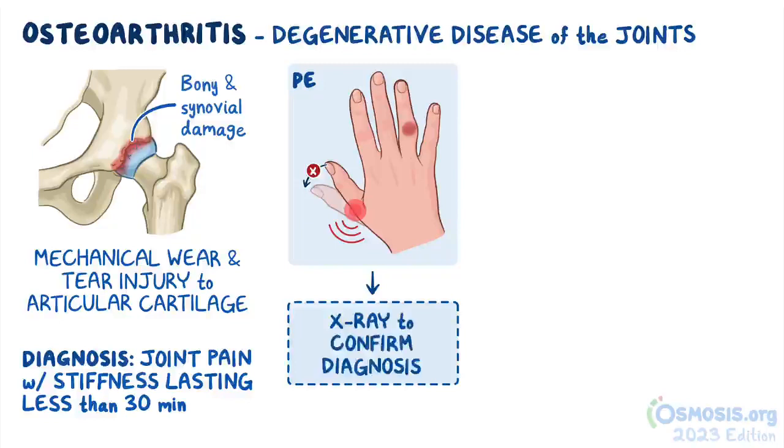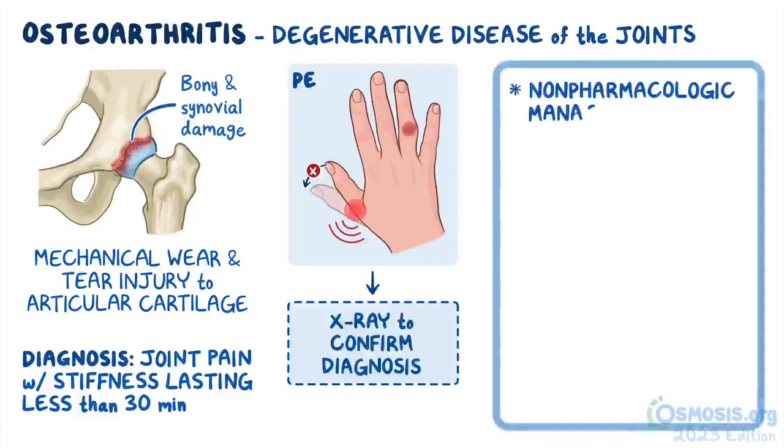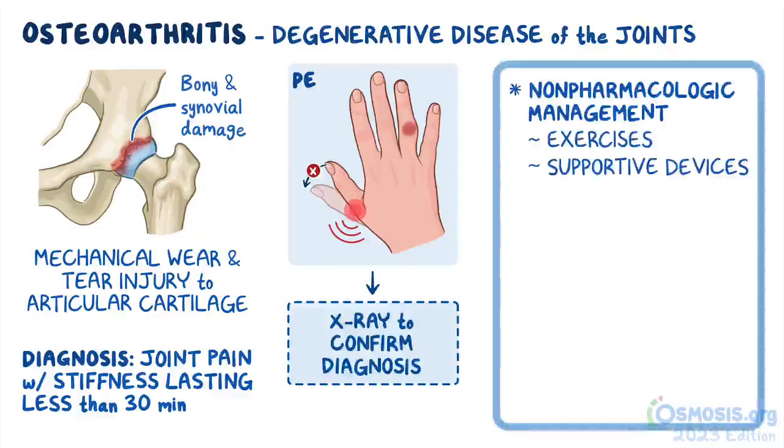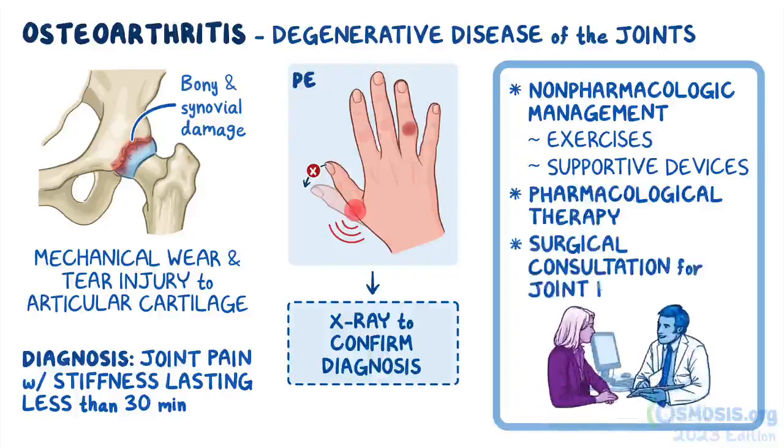You'll then want to start treatment with non-pharmacologic management, including exercises and supportive devices. If the patient is not responding, consider pharmacological therapy. For larger joints, if none of these interventions work, you should then consider surgical consultation for joint replacement.